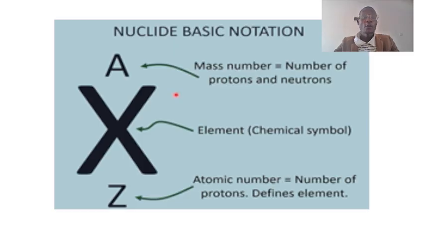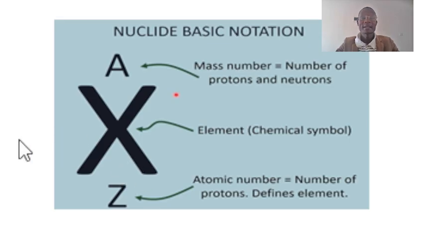Normally, these nuclides or atoms are presented in a certain manner. When you want to present an atom, it's done in terms of the proton number, or atomic number, and the mass number. Here, X is the element symbol or chemical symbol for the element. A is the mass number, while Z is the atomic number, which is given by the number of protons.